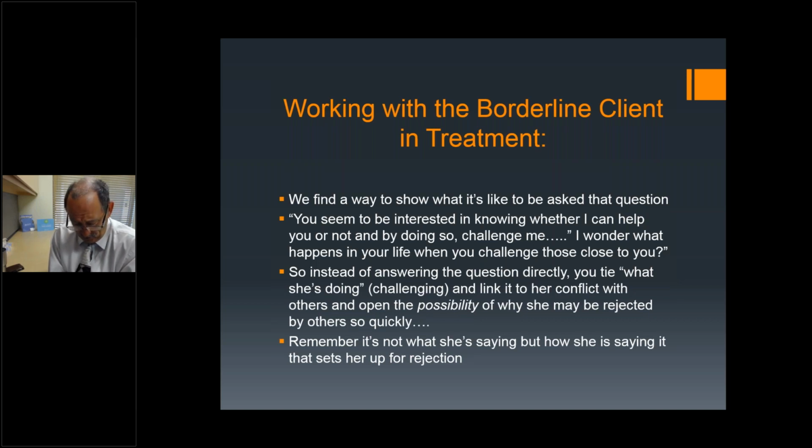How do you think it goes over with somebody with a borderline organization who's challenged her parental objects in life? We can probably guess it's not going over very well. So what is that particular patient doing for you when she's challenging you? She's checking to see if she's going to get rejected and abandoned like she did when she challenged her parents.